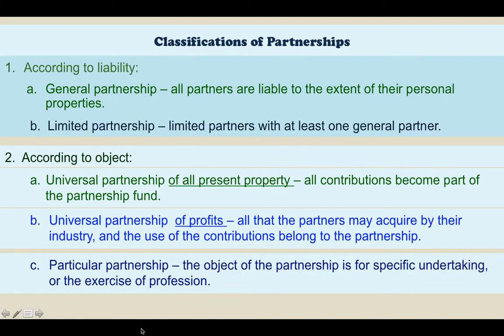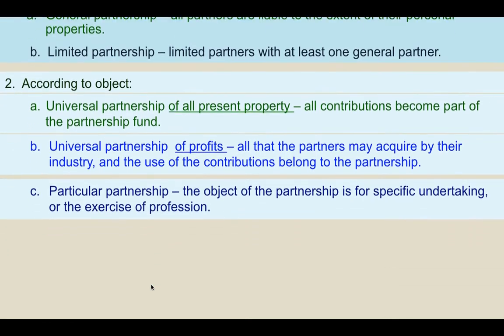Next, we have here particular partnership. The object of the partnership is for a specific undertaking or the exercise of a profession. So in a particular partnership, there is a specific undertaking, okay? Embodied sa articles yon that these are the things that we are going to do. Okay, so it's called particular partnership.